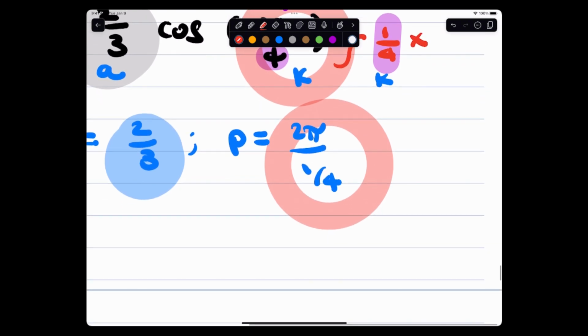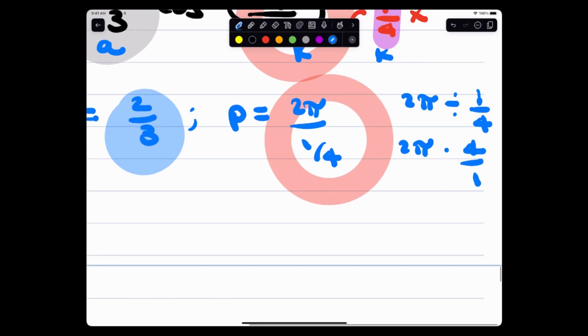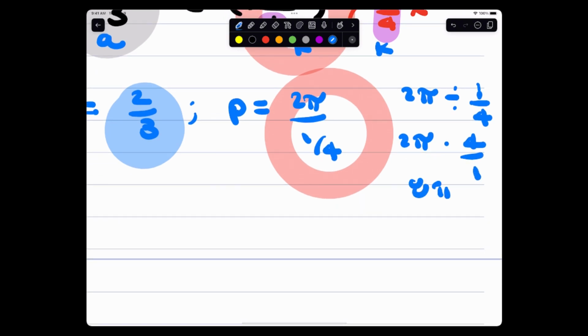Okay, so what does that actually mean? You say we have 2 pi here divided by 1/4. Is that right? And then what's division by a fraction? Isn't that multiplication by the reciprocal? So then this becomes really what? 8 pi. So the period is actually what? 8 pi.